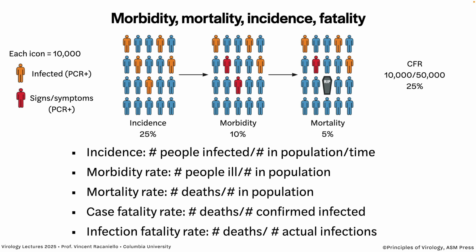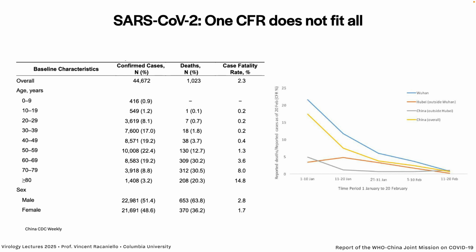Case fatality rate was widely misused during the COVID pandemic, all right? Let me show you why you cannot say much from the case fatality rate. So here's the first 44,000 cases in China, reported in China's CDC Weekly. Total cases, 44,000, deaths 1,000, so that's a case fatality rate of 2.3%. So here we have a defined population where we know who was infected and we know who died, right?